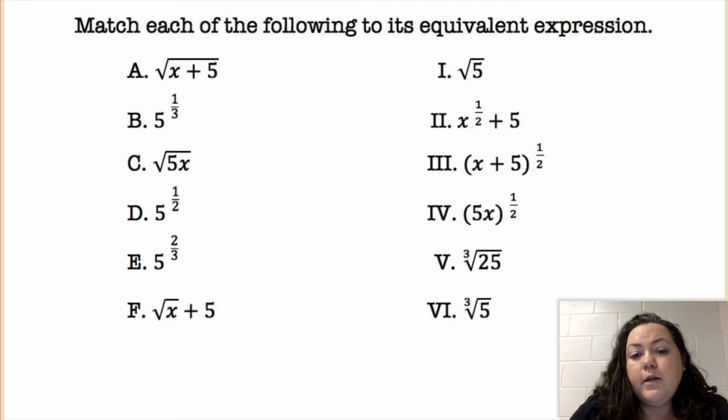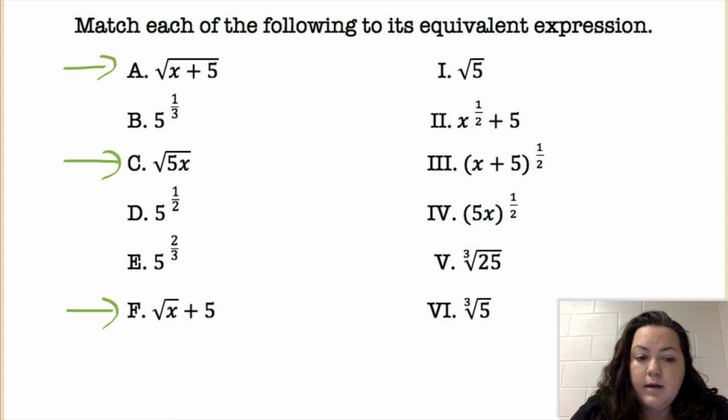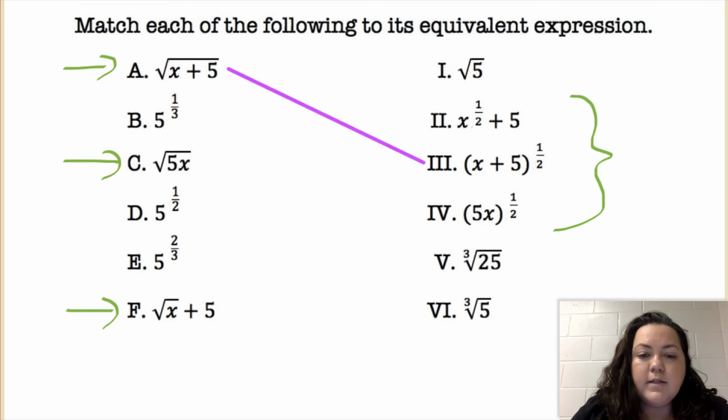All right, match each of the following to its equivalent expression. So the square root of x plus 5. The index is 2, the exponent is 1, so I can take x plus 5 and raise that whole thing to the 1/2 power. If you notice, these all are the radical ones where I have the square root signs, so they're all square roots. I'm going to take those and change them into rational exponents. So I know I'm going to match them up with either 2, 3, or 4. If I look at those options, I have x to the 5th raised to the 1/2, so that one's going to match.